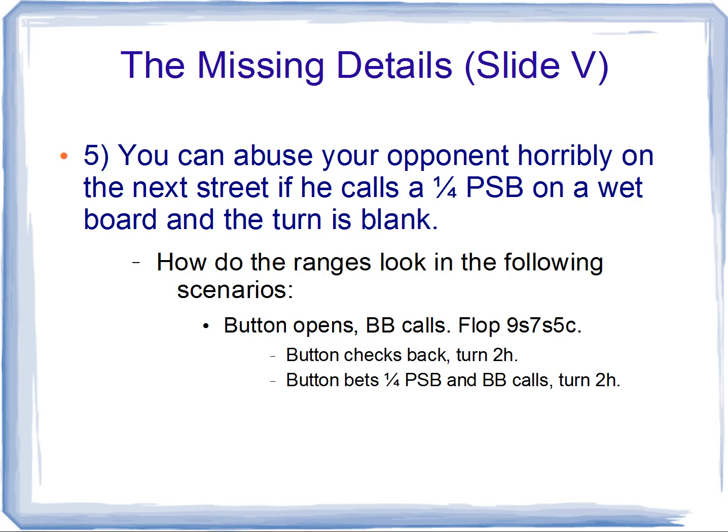And the main concept for this slide to take home is, wow, if I check back on the 9-7-5 board with a flush draw in position, my opponent is going to just know I can't be strong on the turn and he's going to light me up if we're good. But if I bet small on the flop instead and my opponent calls, now I'm going to know he's unlikely to be strong and I can light him up on the turn.